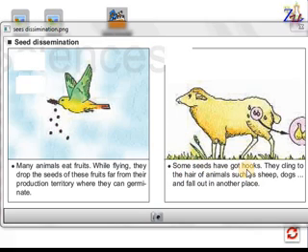Some seeds have got hooks, so we see seeds that have hooks. They cling to the hair, they stick to the hair of animals such as sheep and dogs, and fall out in another place. So these seeds cling to the hair or wool of animals. Of course, without the animal knowing, it will carry the seed on its body and move on to another place, and then the seed will fall down in other places and give new plants.